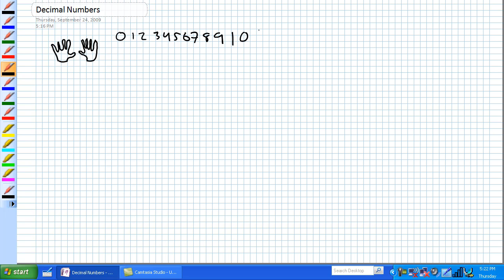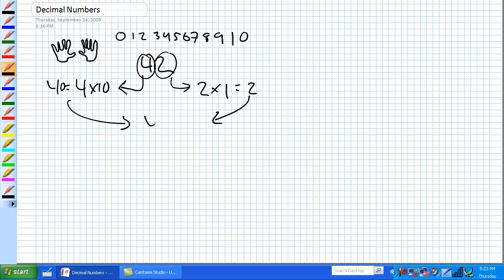Like I said, position is indicative of weight. So for an example, 42. This 2 here represents 2 times 1. This 4 represents 4 times 10, and that's 40. 2 times 1 is 2. So this is some complicated math. 40 plus 2, 42. Ta-da! Again, position is indicative of weight.